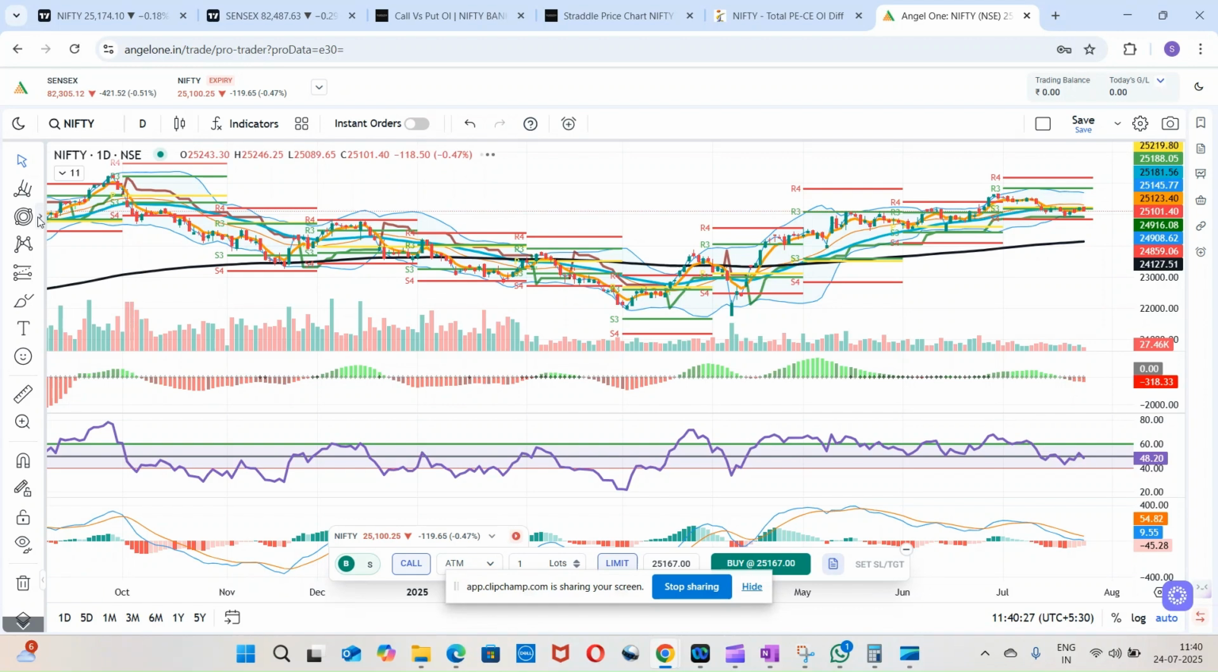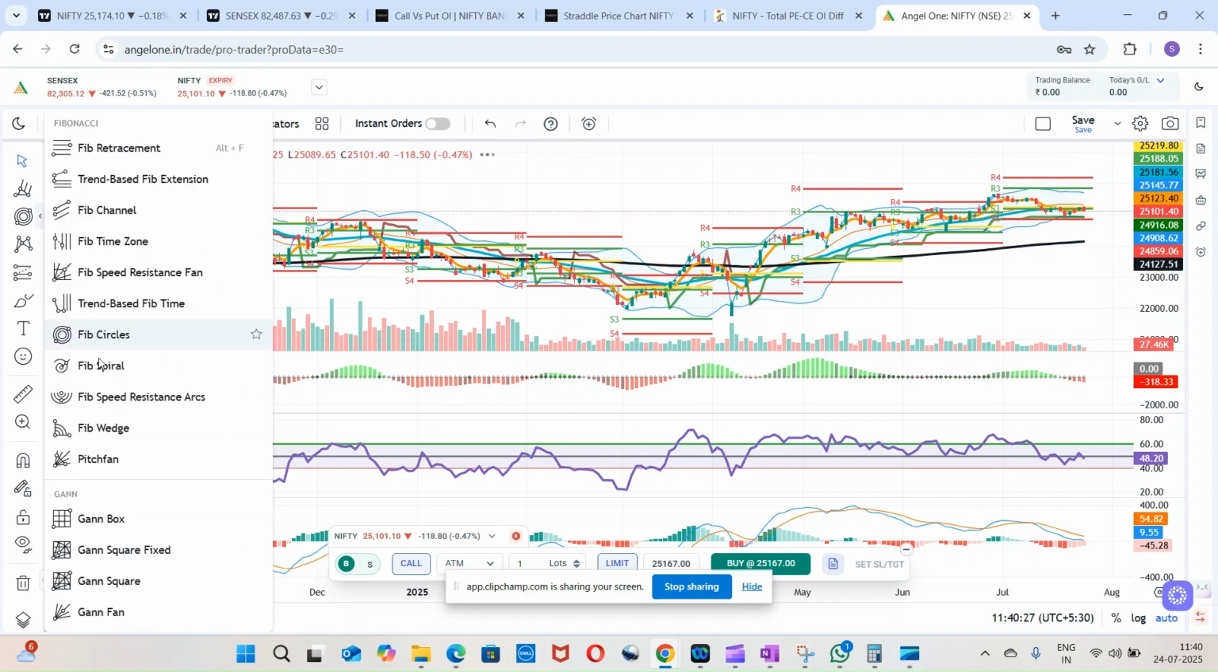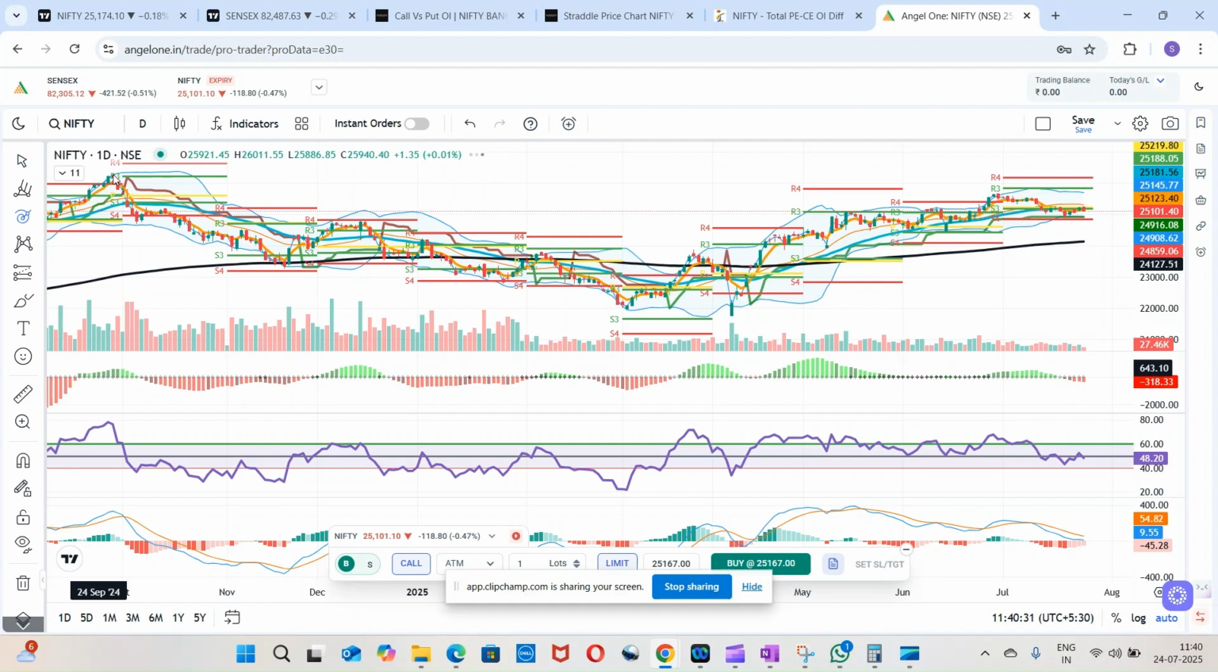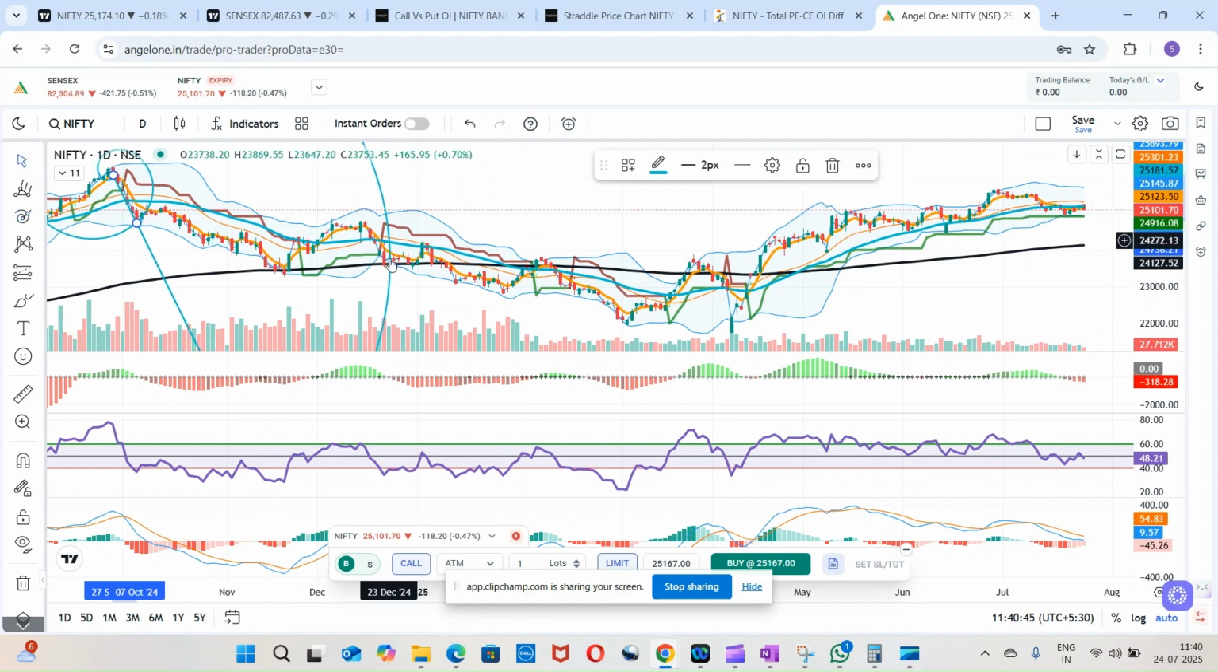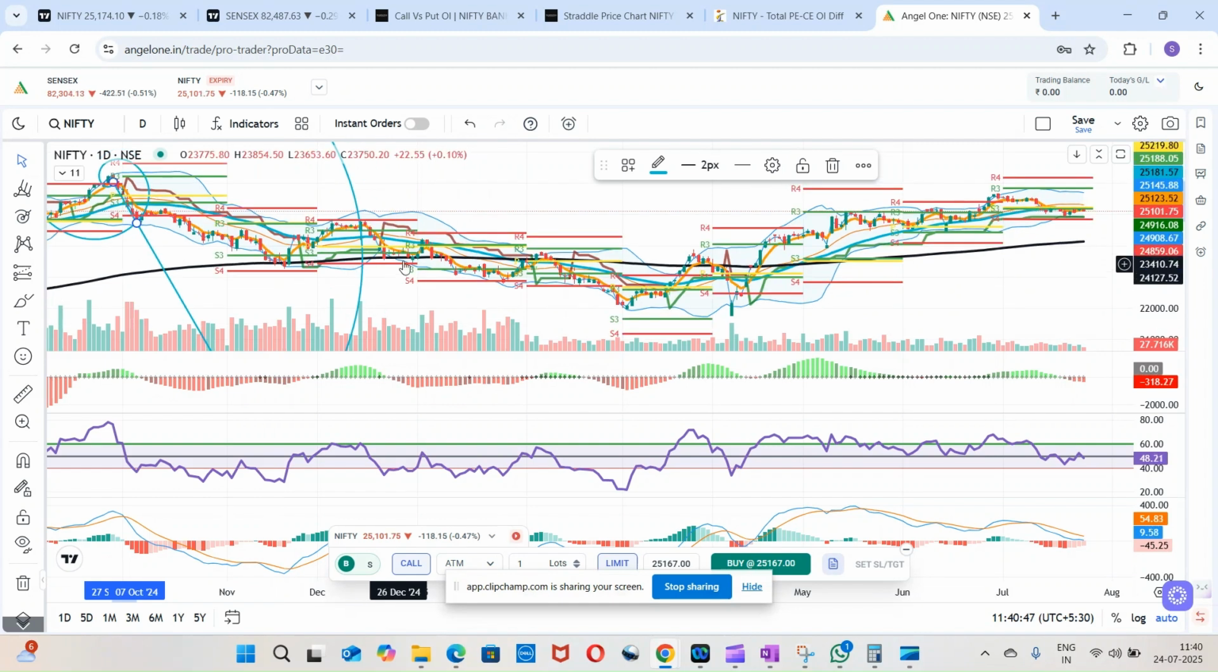So fib spiral is like this. You can just take a pivot, and if you want to put a spiral here, this is a spiral. You see, it is putting somewhere here. The price came here, went up to that spiral, and again it is coming down. So that's what the spiral will help you to do. So that's the fib spiral.